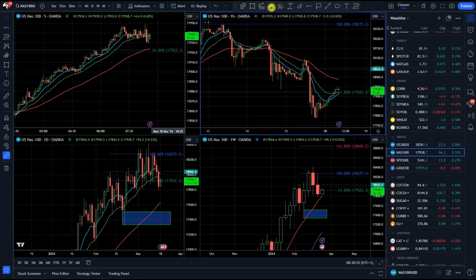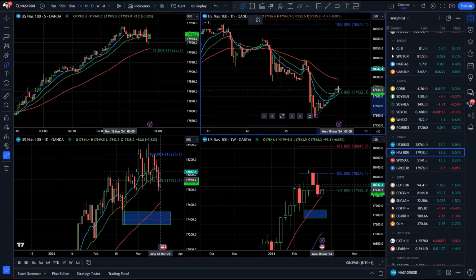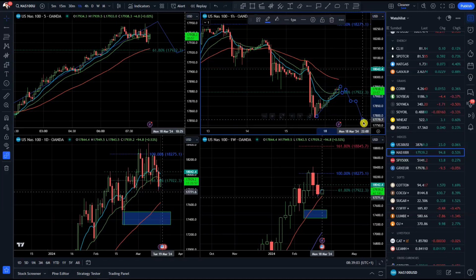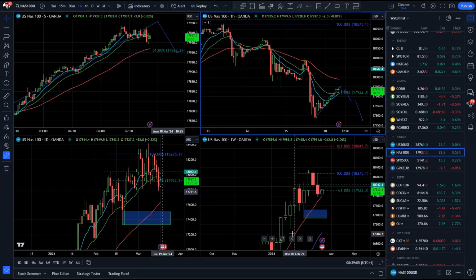This morning we can see that the market is rallying, but this can just be a natural pullback for further downside movement in the next period. So pay attention to that downside continuation move.